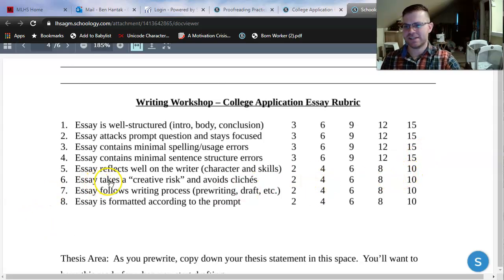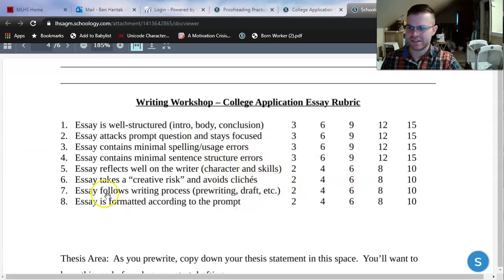Number 6, essay takes a creative risk. Once again, take a risk. Don't be basic in this essay. Take a risk, be creative with it, and avoid cliches. Don't go for something that everyone uses in their college application essays.